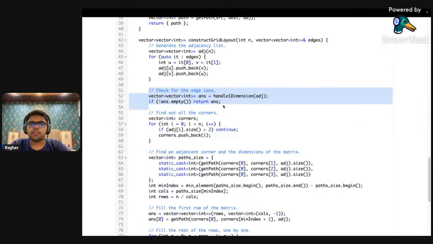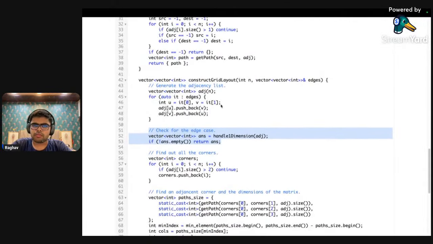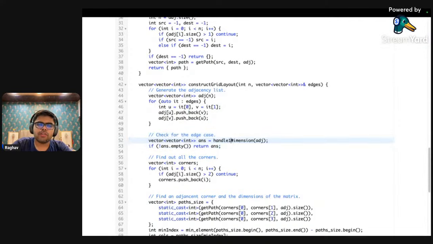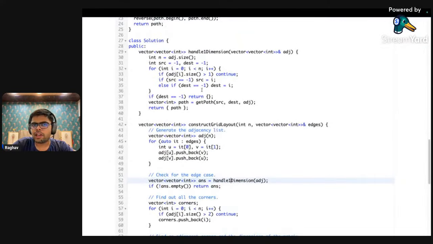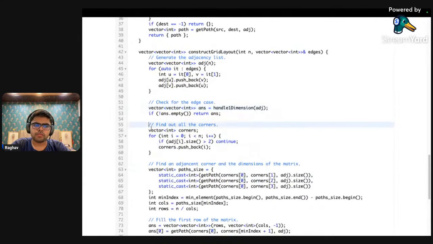Yeah, just as a disclaimer, this might also look a bit complicated to some people, and it's totally fine if you like to write a longer code but a cleaner one. Then we are finding out all the corners.